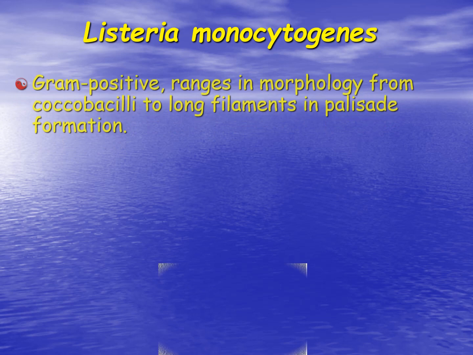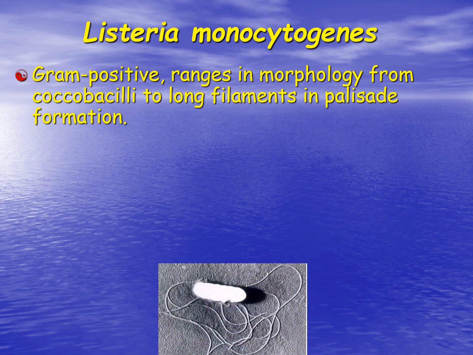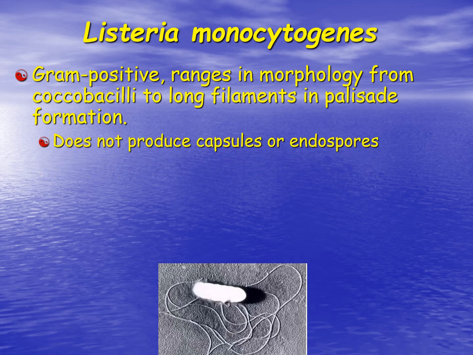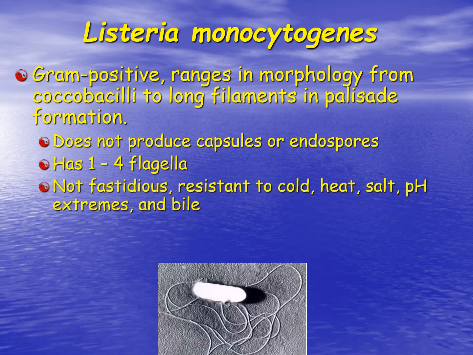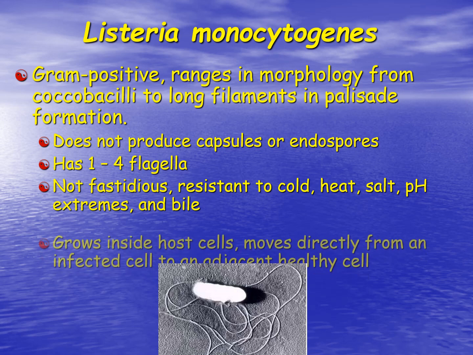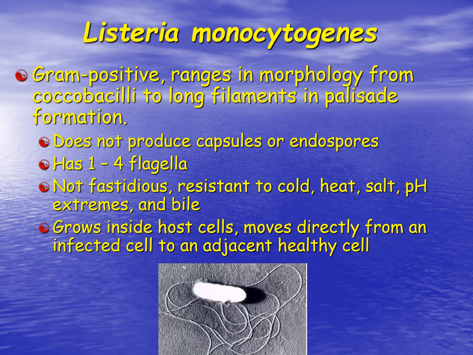Listeria monocytogenes. This is a gram-positive flagellate, ranges in morphology from a coccobacillus to having very long filaments in almost a palisade formation. It does not produce capsules nor endospores. It usually has anywhere from 1 to 4 flagella. It's not a fastidious bacteria, but it is very resistant to cold, heat, salt, pH extremes, and even bile. It grows inside host cells and moves directly from an infected cell to an adjacent healthy cell.